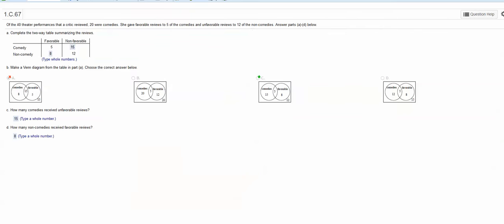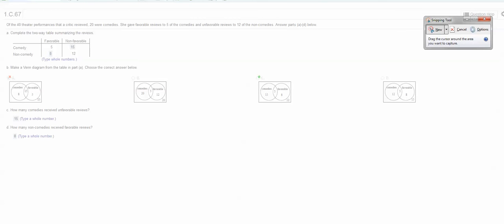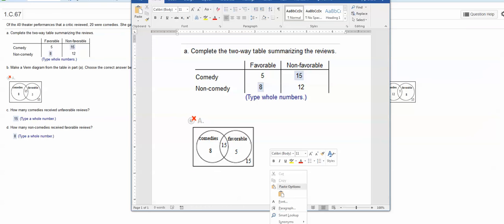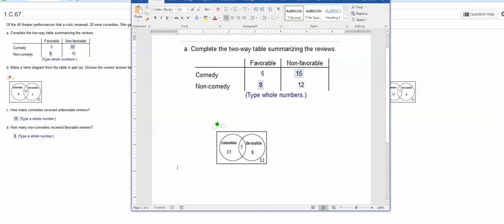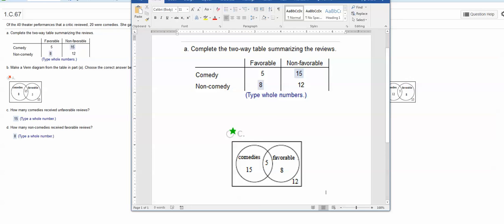So let me go with the other picture. Give me a second here. Let me make that a little bit bigger. I'll get rid of that since we don't need that anymore. Okay, so let's compare it to this one then.